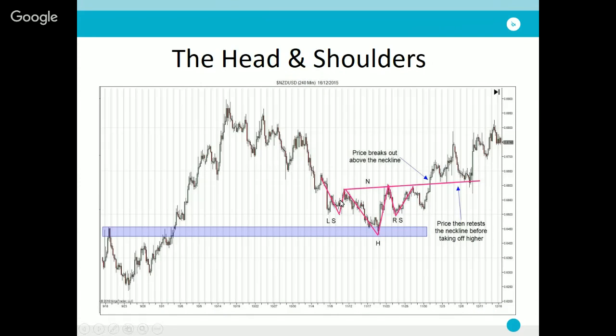Okay, so here you can see that we have a really neat inverse head and shoulders pattern. So our left shoulder here, a lower low, which gives us our head. We trade back up, retest the neckline, trade back down, hold that level, which gives us a right shoulder. And then you can see that eventually our neckline is broken. So you can see that we break above the neckline as anticipated, trade higher, trade back down, and we actually retest the neckline before trading higher.